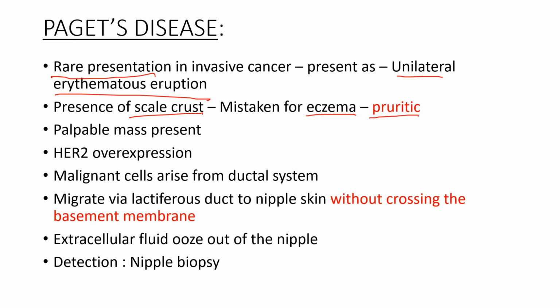There can be a palpable mass also, and there will be predominance of HER2 overexpression. The malignant cells arise from the ductal system, so it is a manifestation of the DCIS. The malignant cells migrate via lactiferous ducts to the nipple skin without crossing the basement membrane. It is an important point to note that it does not cross or breach the basement membrane, and the extracellular fluid oozes out of the nipple. This Paget's disease is detected by nipple biopsy.